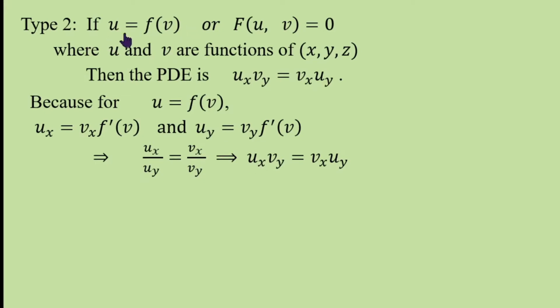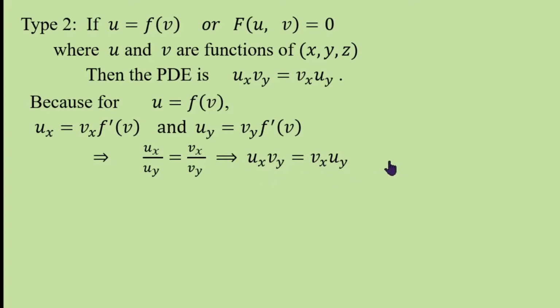If the equation is of this type, u equal to f of v, just write what is u, what is v, and then differentiate u and v partially with respect to x and y, and the required PDE is ux vy equal to vx uy. Since it has only one arbitrary function, it is a first order differential equation, the required differential equation is of order 1.